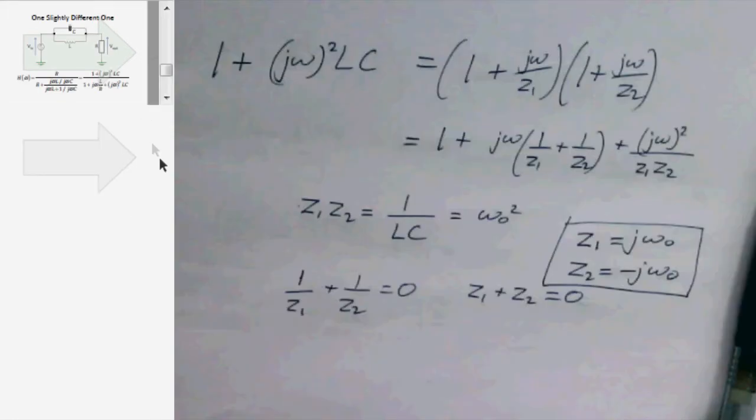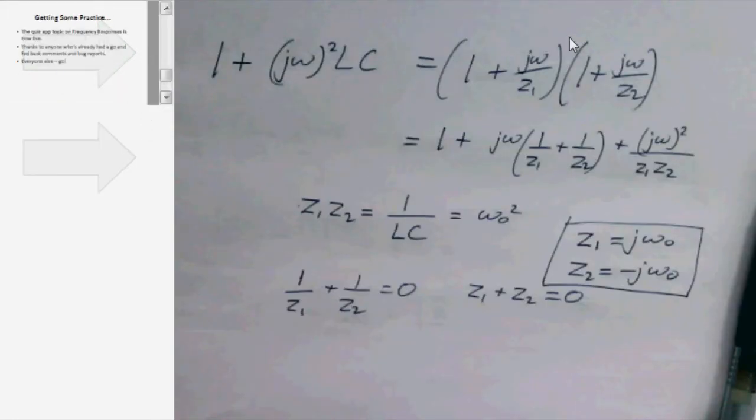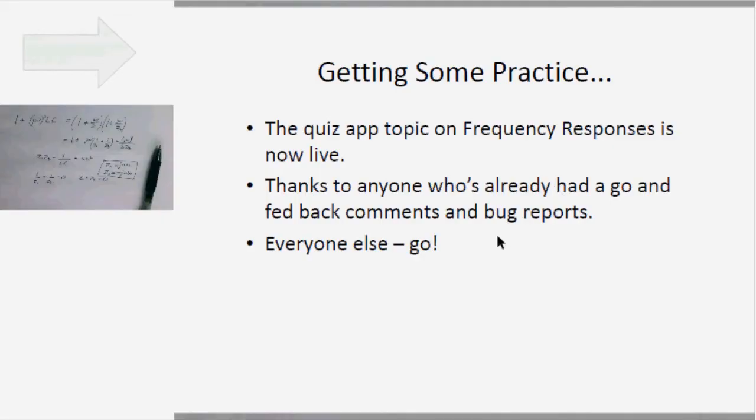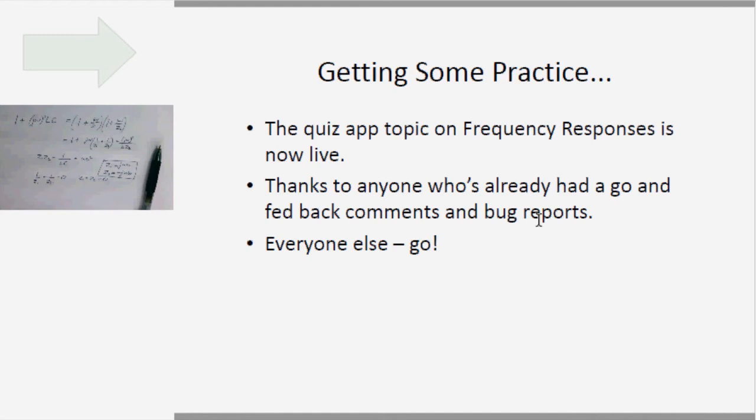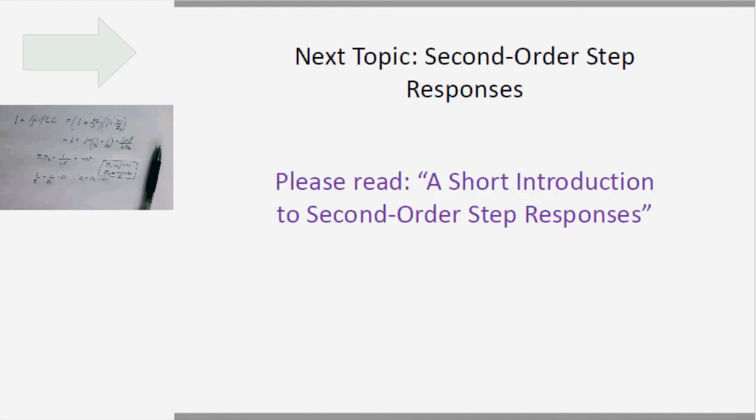Right, that is all I wanted to say in the lectures this week. Frequency responses and poles and zeros Quizzack topics are live. Please get moving. And next week we're going to be talking about second order step responses, what the step response is of these circuits with RLC networks, resistors, capacitors and inductors.